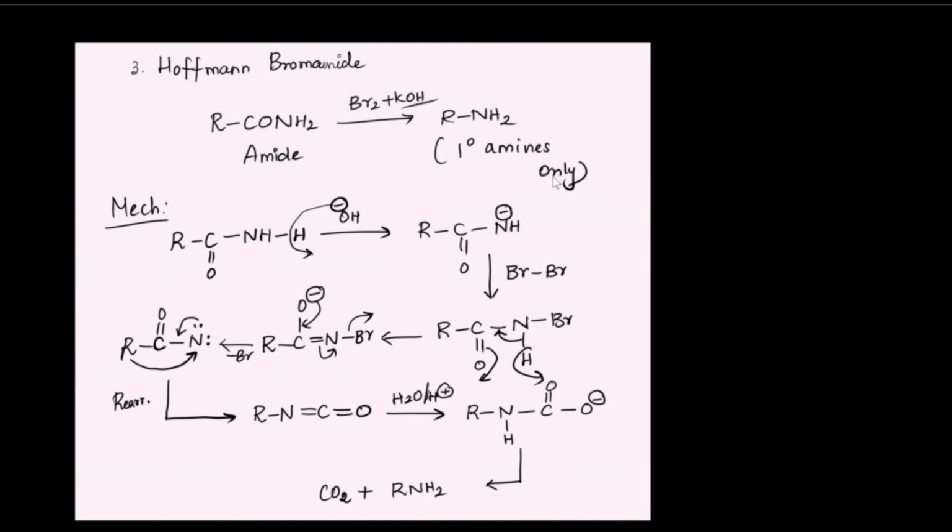Then Hofmann bromamide. This is an important named reaction. It involves a 5-step process. This also gives primary amines. The reagents are Br2 and KOH. From amide, this is giving you amines. You can see one carbon less in the product. So we have seen 3 reactions where there is one carbon extra in the product. Here this particular reaction has one carbon less in the product.